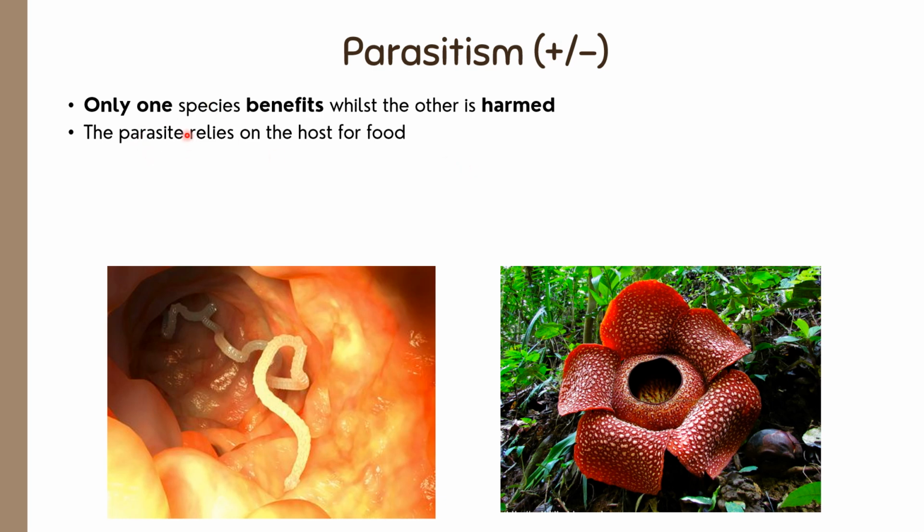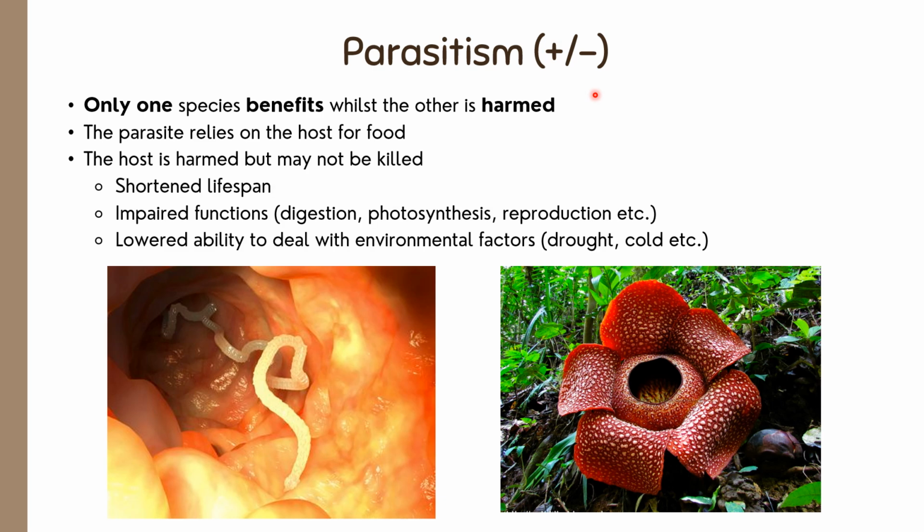So the parasite is the species or the organism that benefits, whereas the host is providing the food or the energy, and it is harmed by this interaction. The host is usually harmed but may not be killed. The host can have a shortened lifespan because of the parasite relying on it for food. There can be impaired functions such as digestion or photosynthesis or reproduction, as well as a lowered ability to deal with environmental changes because they are not at full health.